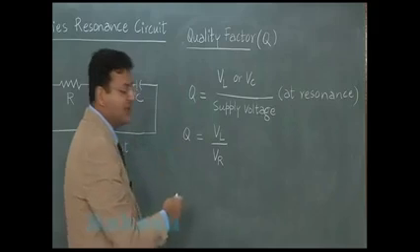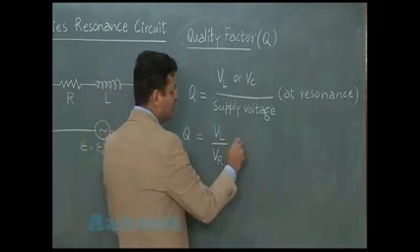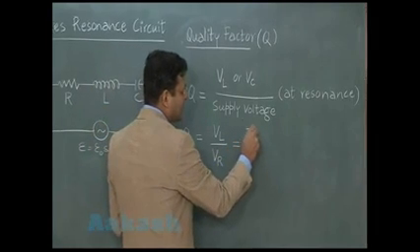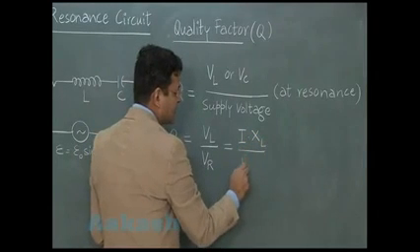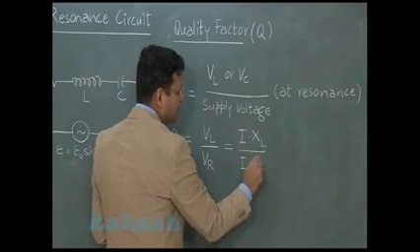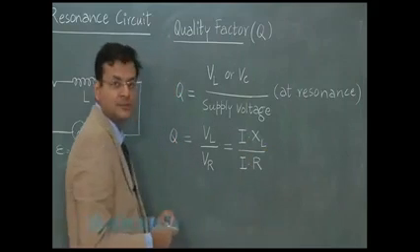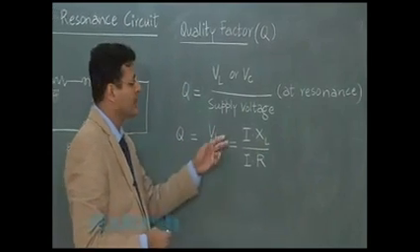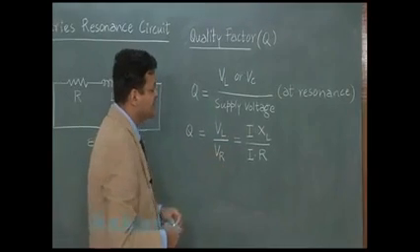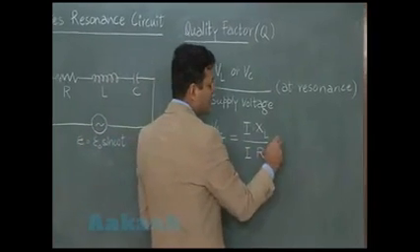Now if you extend the terms you have used here, you know that the current at resonance is the same whether it is inductor or resistor, so it can be written as I into XL upon I into R. Understand? This is simply as per Ohm's law. Now I and I will be cancelled. This is simply XL by R you are getting.